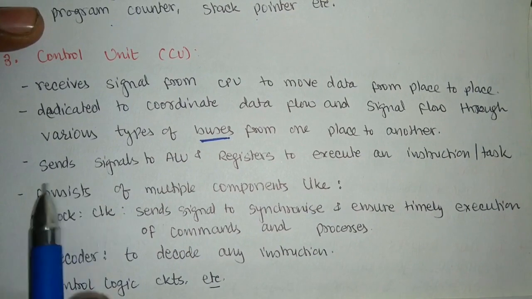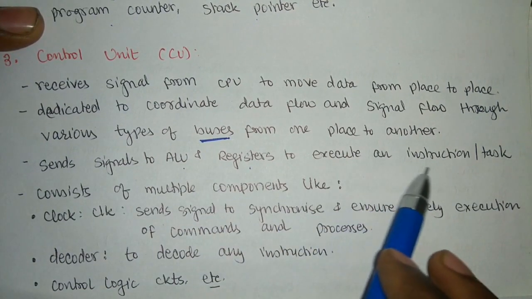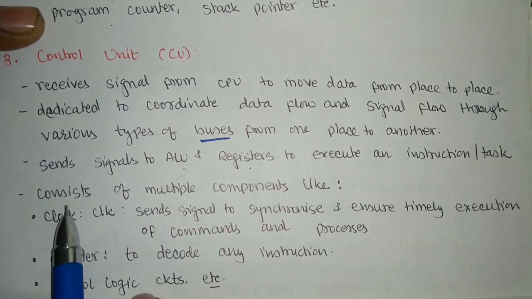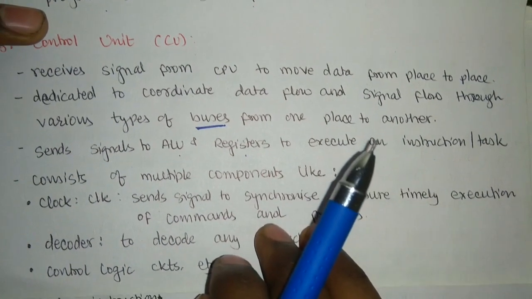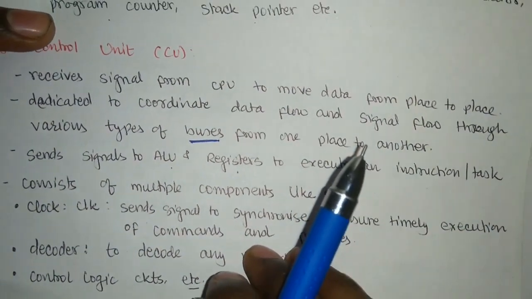Okay, it will be sending signals to the ALU and registers to execute an instruction or task. So we have talked about that. It consists of multiple components. The control unit itself has a different number of components inside it, and those are basically the clock.